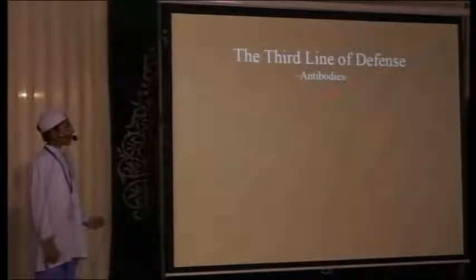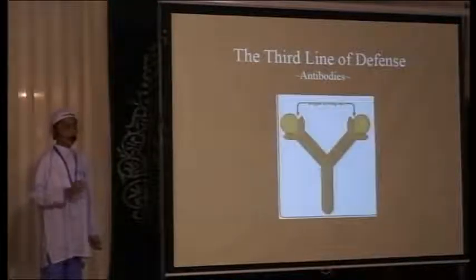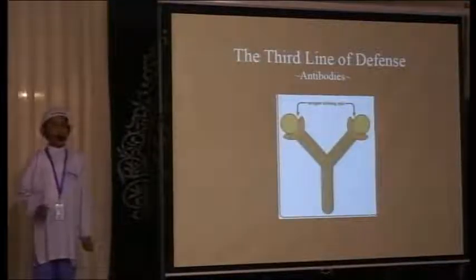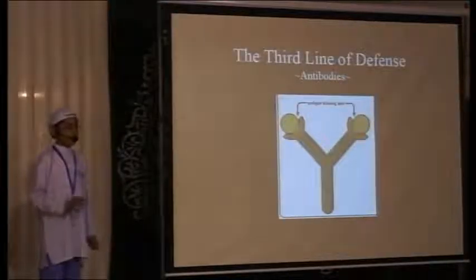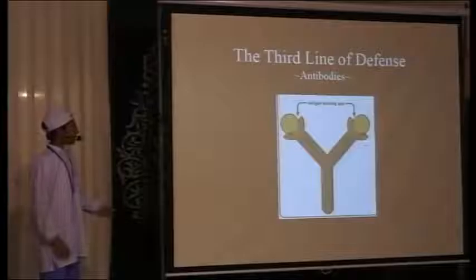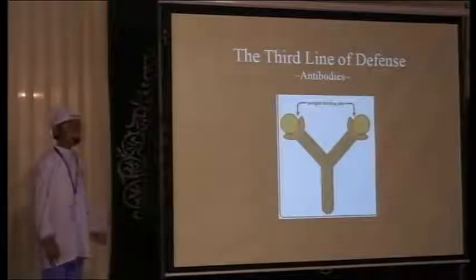The third line of defense, antibodies. Most infections never make it past the first and second levels of defense. Those that do trigger the production and release of antibodies. This is the example of an antibody. The circle shape is the antibody and the curved shape is the antigen binding site.